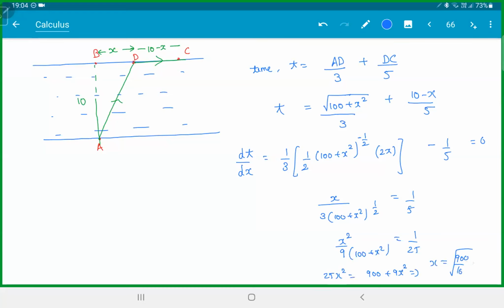Okay, with this, at x equal to 7.5, we get minimum. No need to do double differential. I asked you minimum and I got only one value, so it is minimum. That much you can take that liberty.